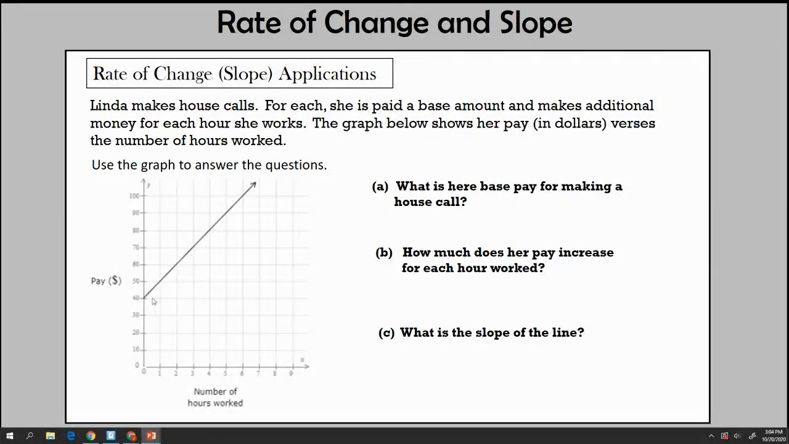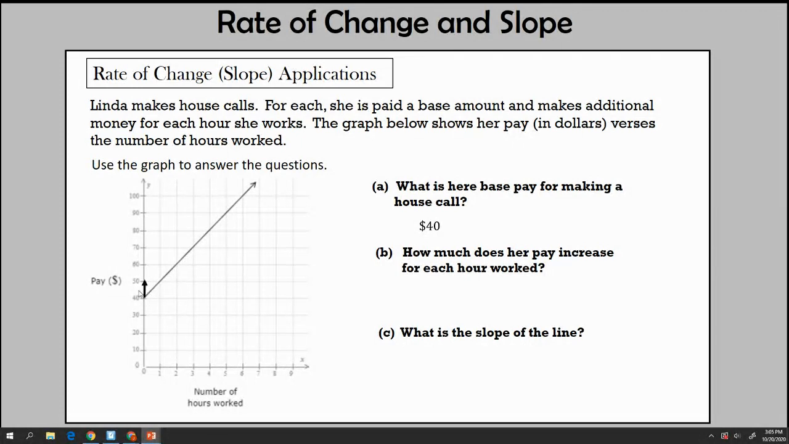Now, looking at this, you can see we start right here at 40, and then from there we're going up. What that tells us is she's making $40 just to make the house call. So she gets 40 just for going, and then she gets money per hour from there. Now, how much does her pay increase per hour? Well, that's just a matter of finding slope, right?